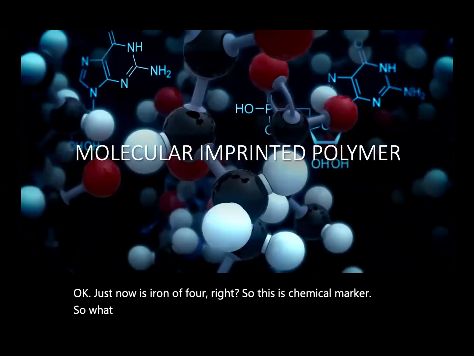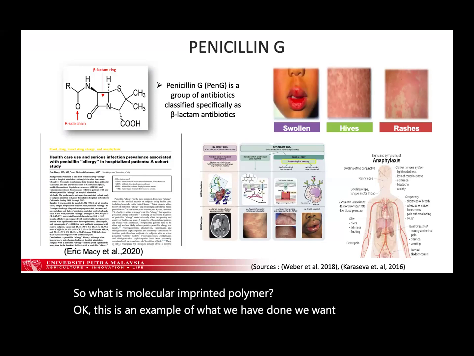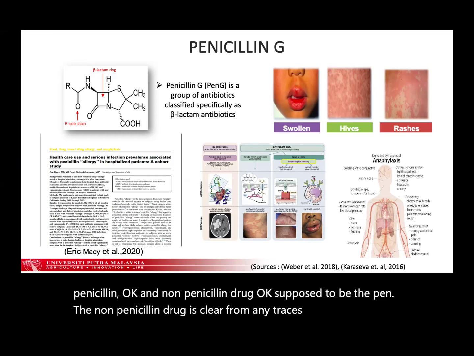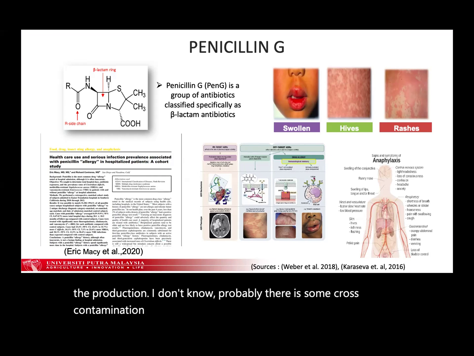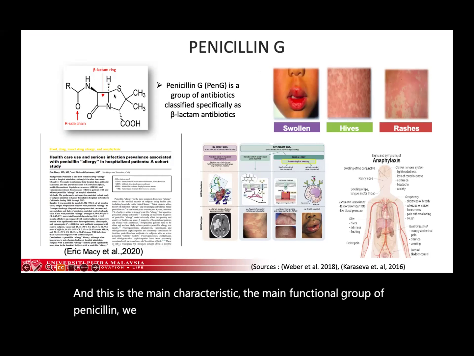So what is a molecular imprinted polymer? This is an example of what we have done. We want to detect penicillin in non-penicillin drugs. The non-penicillin drug is supposed to be free from any traces of penicillin during production. I don't know, probably there is some cross-contamination. So we try to detect penicillin in the non-penicillin drug. So this is the structure of penicillin, and this is the main characteristic, the main functional group of penicillin. We have what we call the beta-lactam.